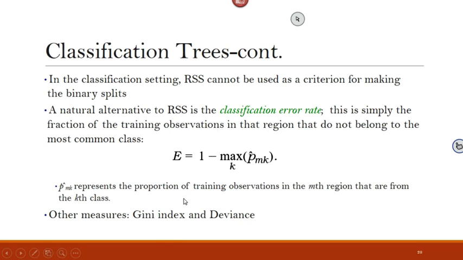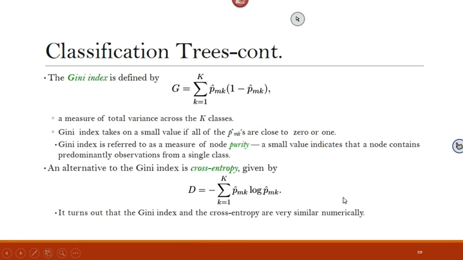There are also other metrics that are better in statistics than the misclassification error: the Gini index and the deviance. Both have very similar behavior and properties, and they are more suitable because they have smoother properties. The Gini index calculates the proportion of the values that fall in one class, times 1 minus this value, and you take the summation over all the classes.